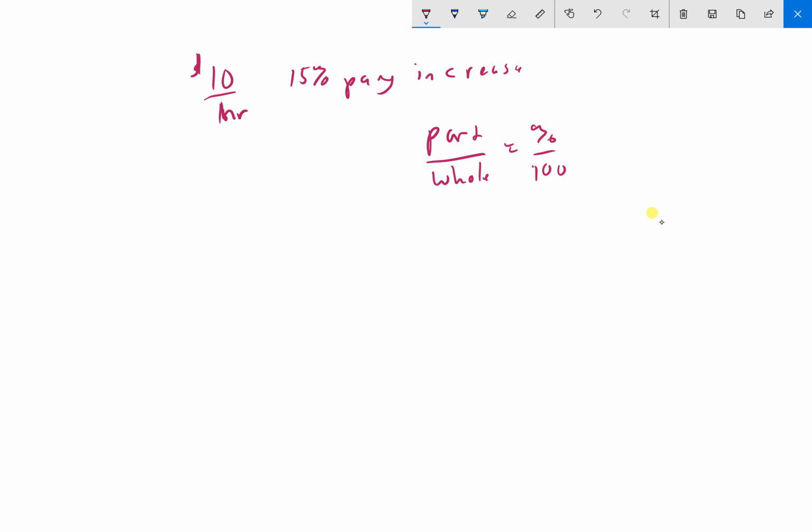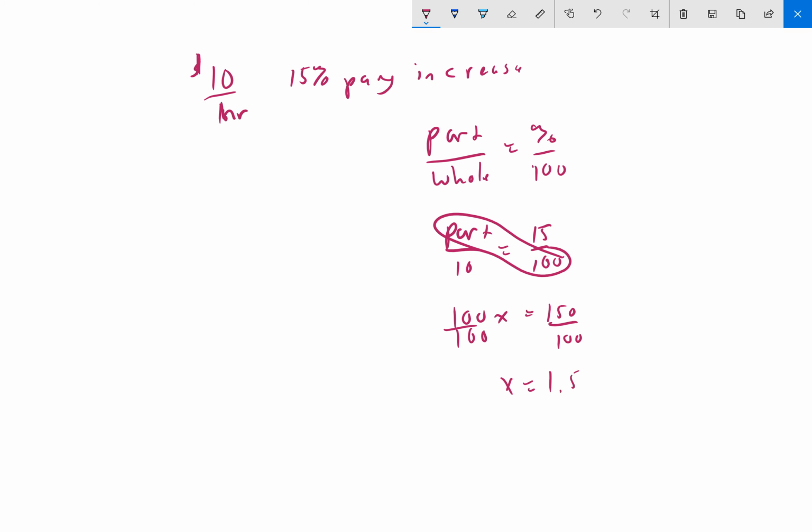So let's see, I'm not actually sure how I would do this. Let's say part over 10 equals 15 over 100. So when I cross multiply, I get 100x equals 150, divided by 100. You get x equals $1.50. And that is correct, and that should have made sense because I was looking for the new part. So my pay increase is $1.50, which means my new pay is $10 plus $1.50, which is $11.50.